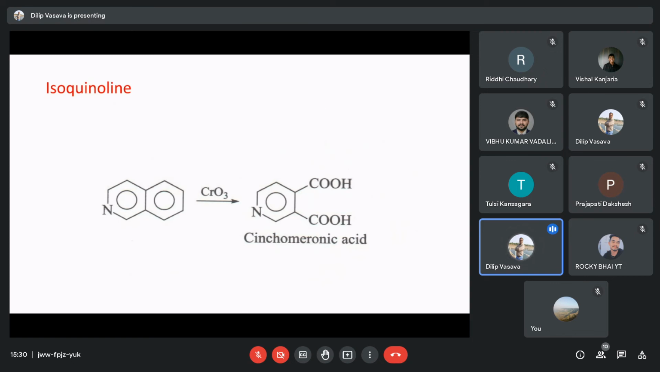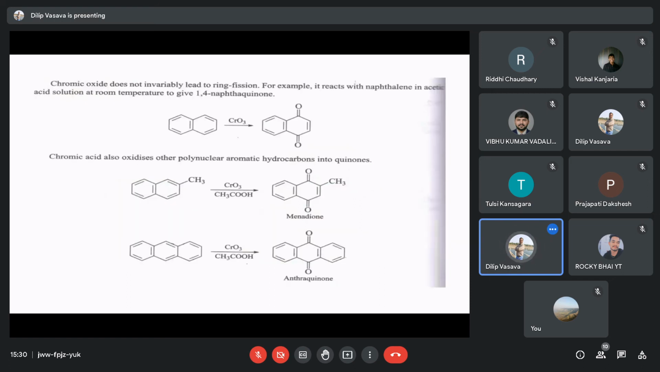This is the isoquinoline, which also gives the dicarboxylic acid in the presence of chromium trioxide. Probably you have not utilized it so far, but in oxidation we utilize this chromium trioxide, and it gives good results. This is also there in the practical, but we have not performed it so far.